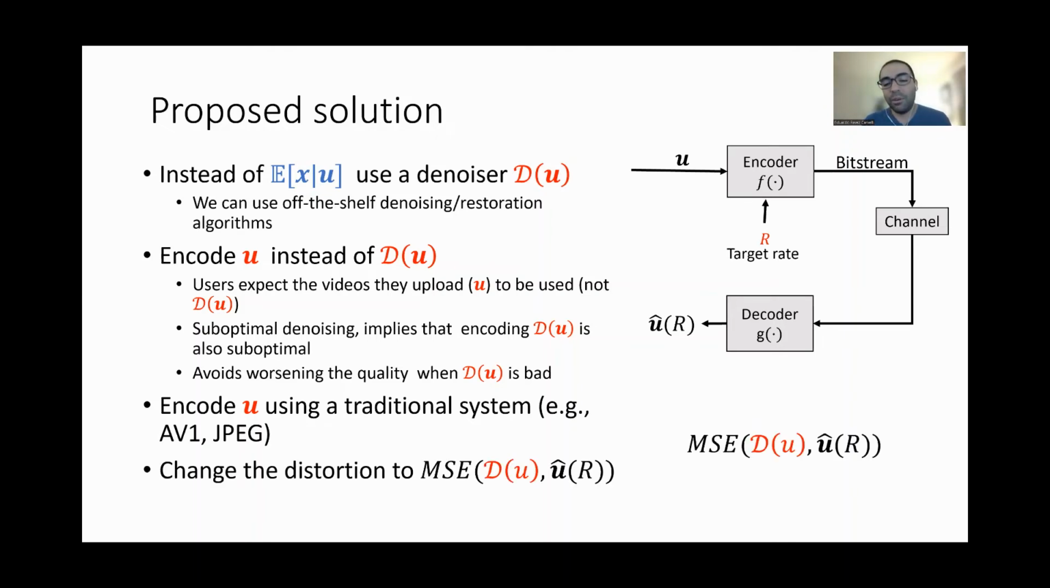And the way we use the denoiser is to change the distortion. So we compute distortion with respect to the denoised UGC.